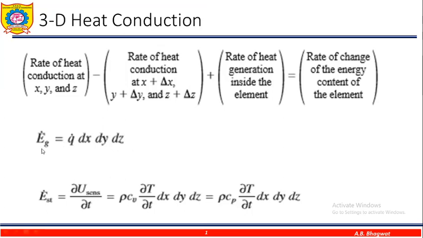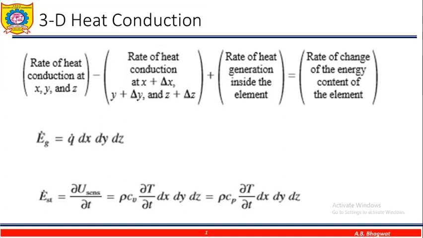Now what is the rate of heat generation? Heat generation is always dealt with on a volume basis. Let us say Q dot is the rate of heat generation.